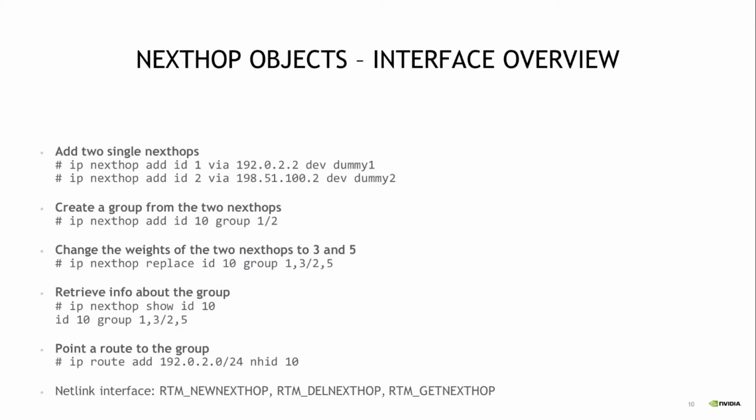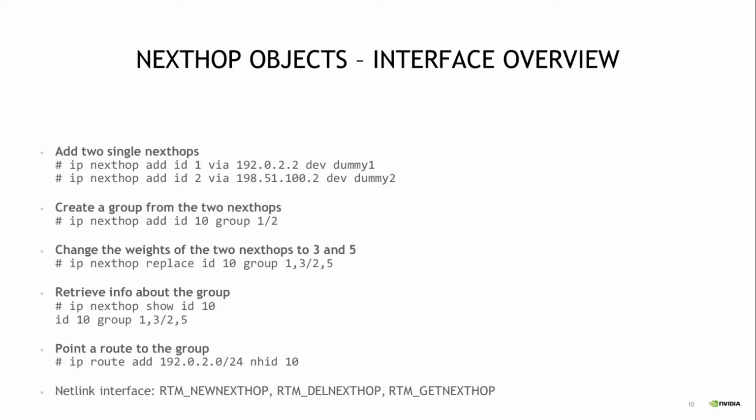So here you can see that initially we had 2 single NEXTHOPs whose IDs are 1 and 2. And then we decide to group them together into a group whose ID is 10. And we can also decide to change the weights of the NEXTHOPs, so that now NEXTHOP 1 has a weight of 3 and NEXTHOP 2 has a weight of 5. And obviously we can also retrieve information about the group. And once we are happy with the configuration of our NEXTHOP group, we can decide to point a route to it by specifying the NEXTHOP ID of the group, which is 10 in our case.